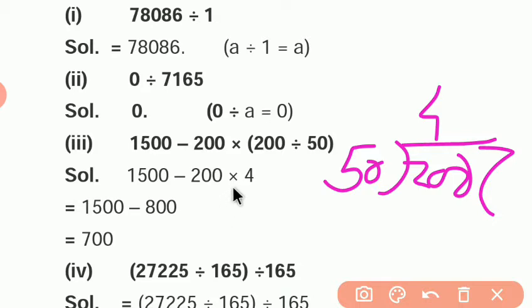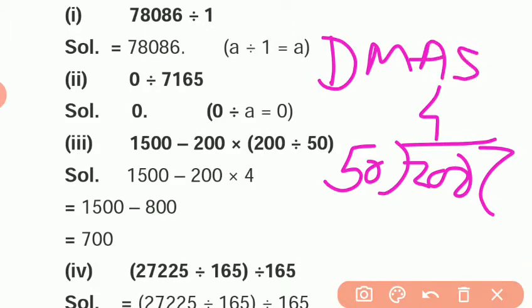Now according to the BODMAS rule, first we will divide, then multiply, after that addition and subtraction. So we will multiply before we subtract. So 1500 minus 200 into 4, which is 800. So 1500 minus 800 is equal to 700. First we will multiply, after that we will subtract, as we have to use the BODMAS rule here: division, then multiplication, then addition and subtraction.